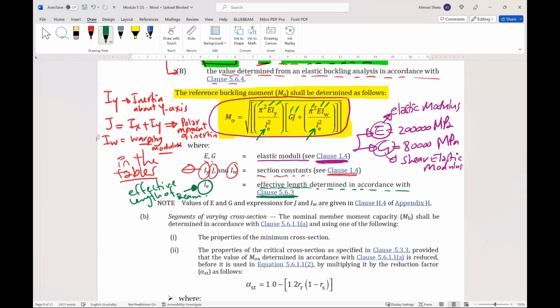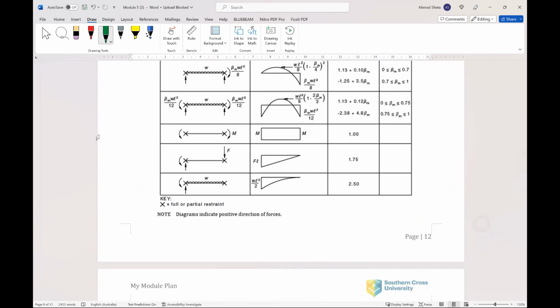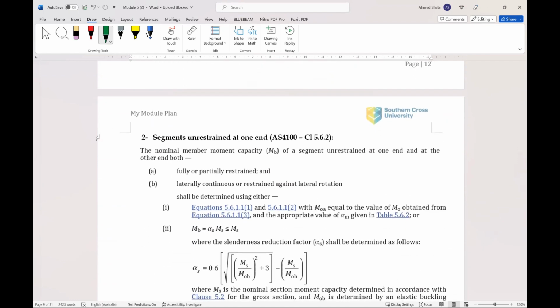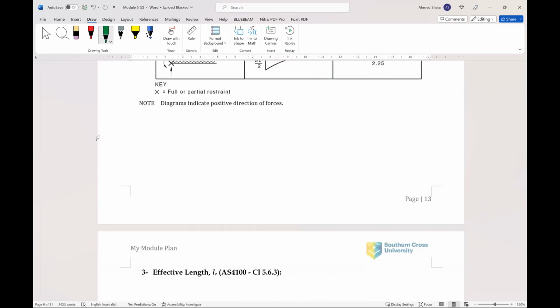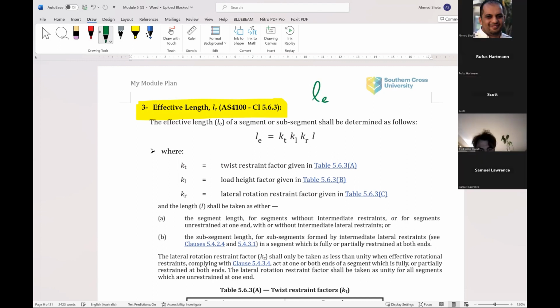I'm just trying to look for L effective here. So the effective length is required to calculate, because L effective is needed for M naught.